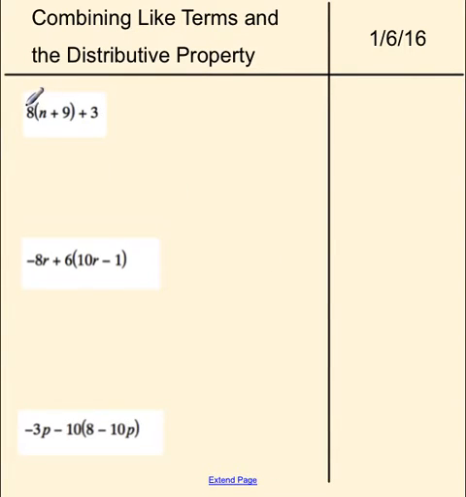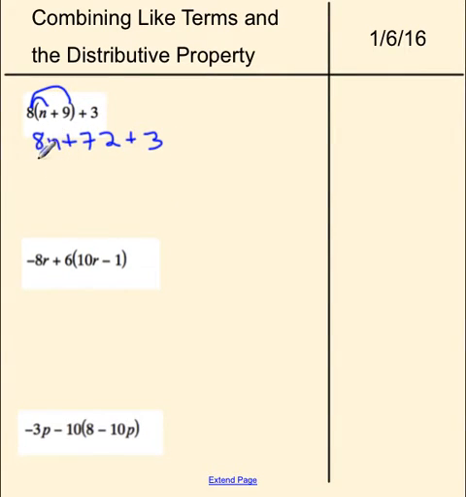So the first thing that I'm going to do is I'm going to use my angry eyebrows, because remember, if I'm multiplying by a sum, I have to multiply both parts of the sum. So that gives me 8n plus 8 times 9, which is 72. Now I need to bring down this plus 3. Since it's outside the parentheses, I'm not going to multiply the 8 by it because it's not a part of this sum inside these parentheses here.